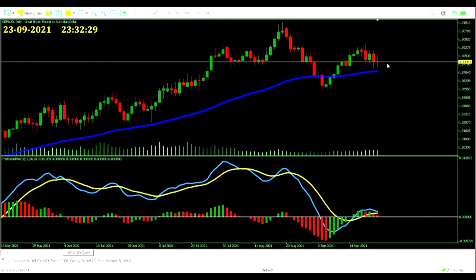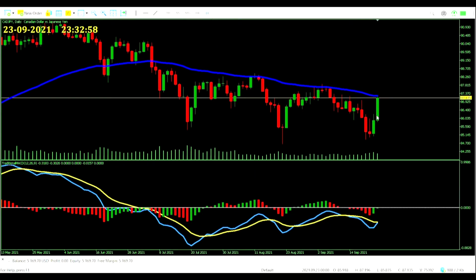On the pound Aussie dollar, if we saw a big sell-off of the pound here, we could get a simultaneous crossover of the moving average and the MACD. Could be a potentially nice entry signal if this was to form a lower high and then continue a downward trend. CAD yen, what a surge this is making.